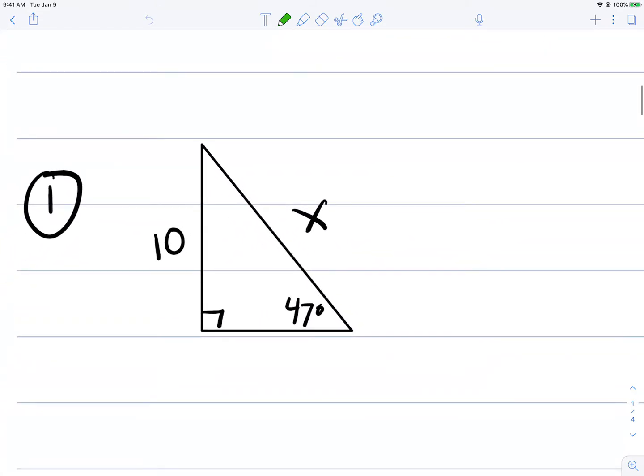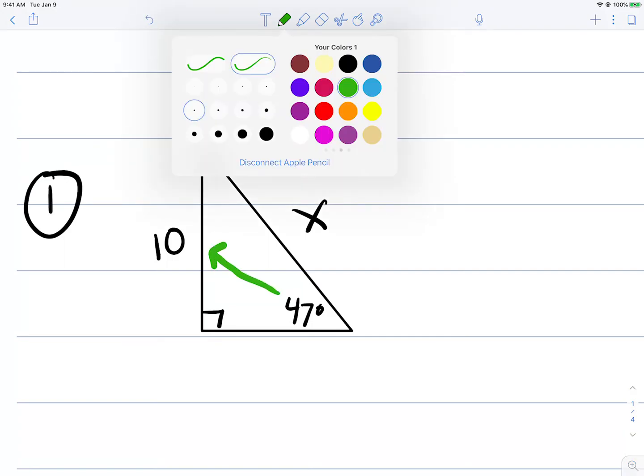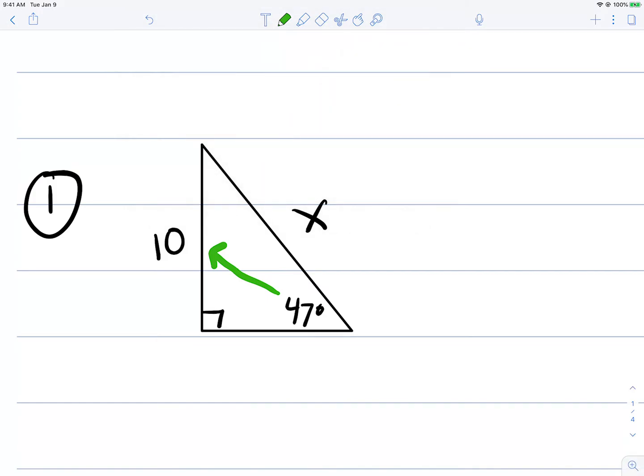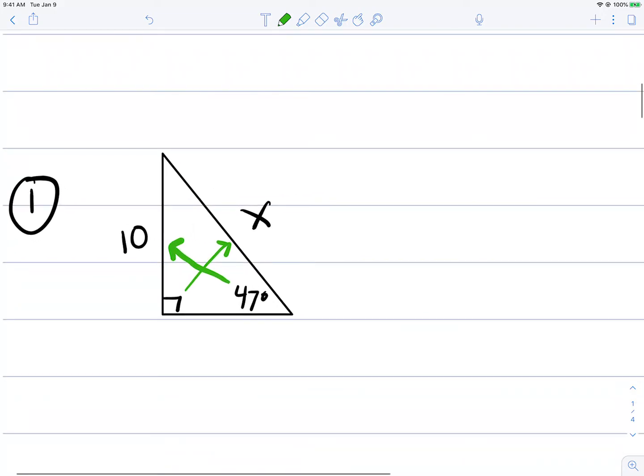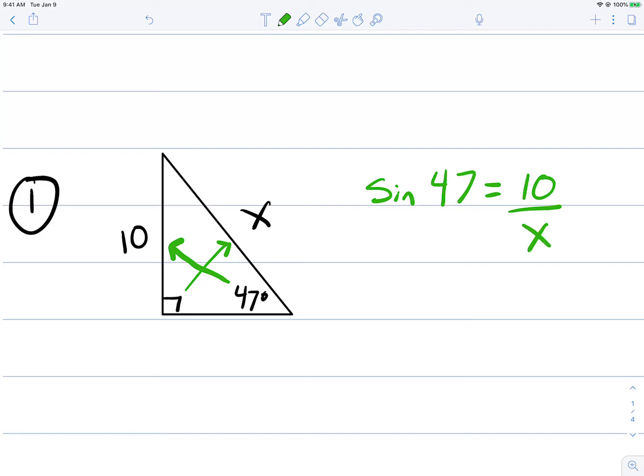So if we look at this problem right here, it's a right triangle, which it has to be. The 47 degrees is our angle. The 10 is on the opposite side of the triangle, so that's going to be an opposite. And the unknown side is the hypotenuse because it is the opposite of that 90-degree angle. So the one that uses opposite and hypotenuse is sine. So it's the sine of 47 degrees equals opposite, which is 10, over hypotenuse, which is x.